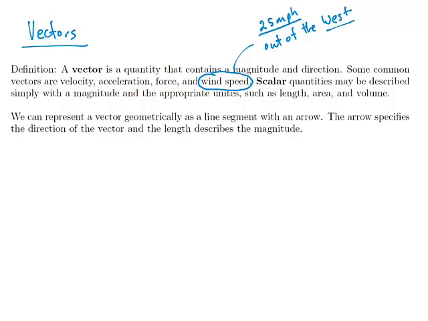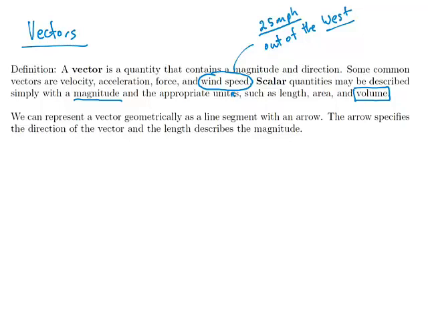So vectors are different from quantities called scalars, because scalars are simply magnitudes with the appropriate units, such as length, area, and volume. So for example, if we were talking about how big a swimming pool was, we might say it's 5,000 gallons. It's a huge pool. But anyway, we don't have a direction when we're talking about the size or the volume of that pool. We just say how large it is, so only magnitude for scalars.